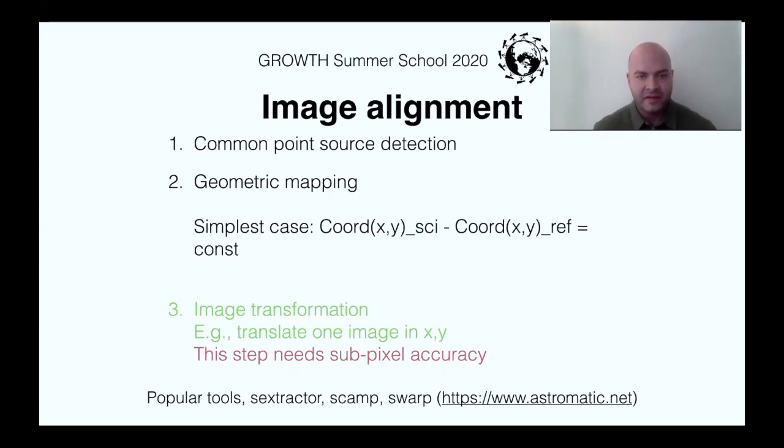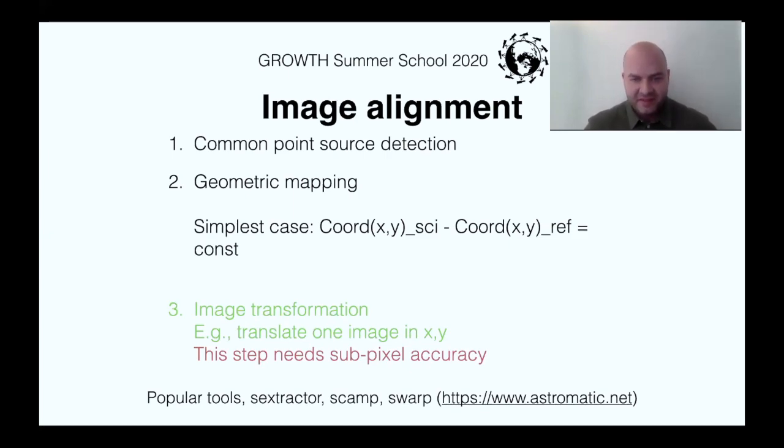Okay, so we have our geometric mapping. The final step is then to transform one image so that it ends up in pixel coordinates right on top of the other. For example, translation. However, I should point out that this step in particular, you cannot just do it roughly. If one image is shifted by 8.6 pixels, it's not fine to shift by 9 full pixels. That's not going to be good enough. So these steps, it really needs sub-pixel accuracy.